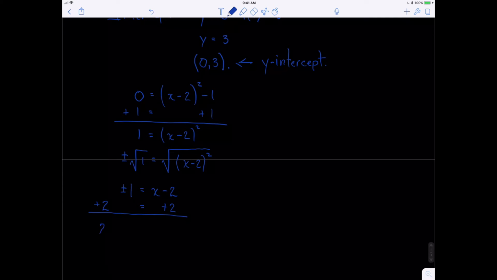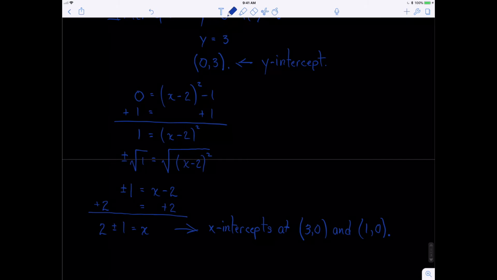And now I have 2 plus or minus 1 equals x. So now I have x-intercepts. We can write those. Our x-intercepts are at, well, one of them is 2 plus 1, that's (3, 0). And our other one comes from 2 minus 1, that's (1, 0).